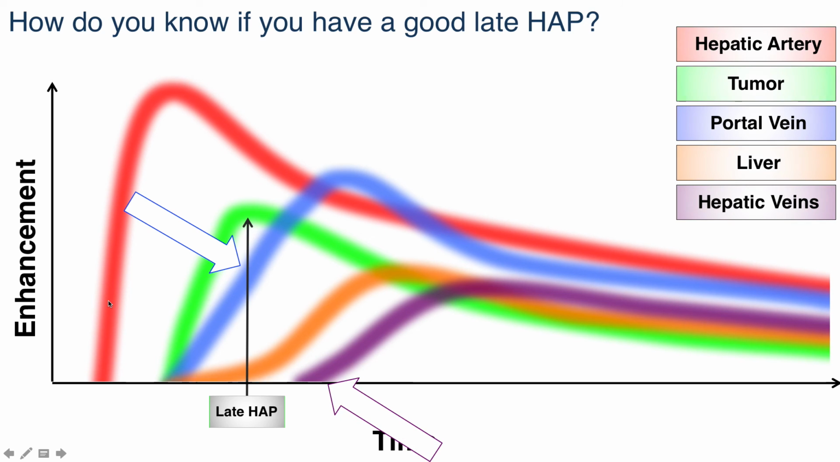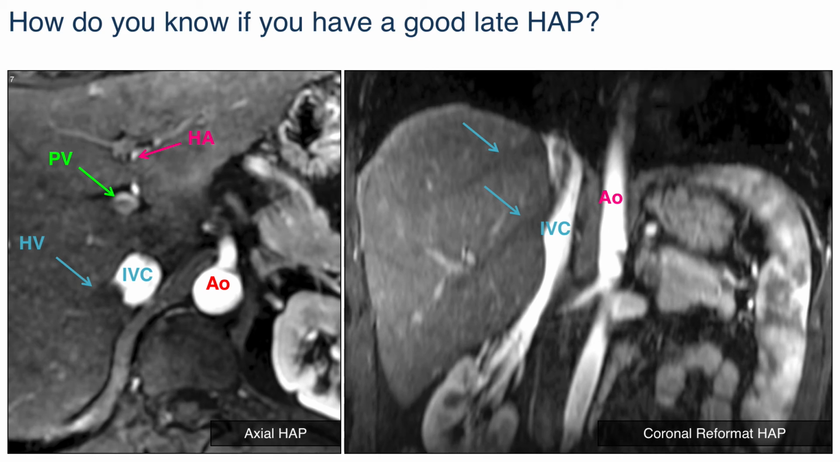Okay, so just to now illustrate this, this is a pretty good arterial phase, not perfect, but pretty good. We see aorta, we see hepatic artery, we see portal vein, there's some enhancement in there. We do not see enhancement of the hepatic veins.